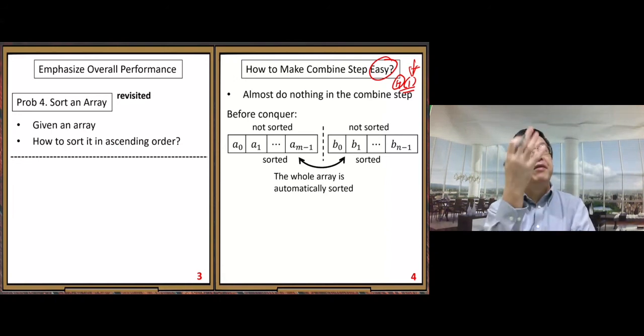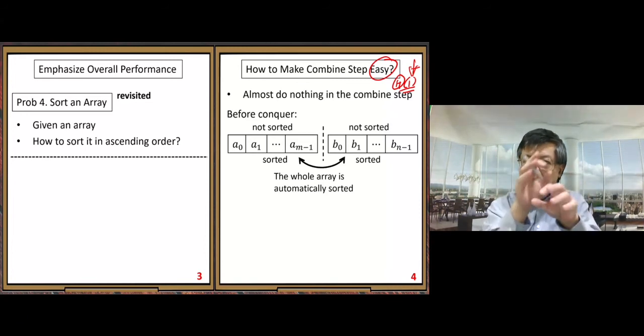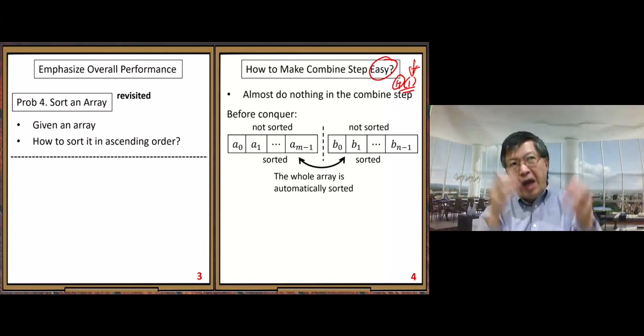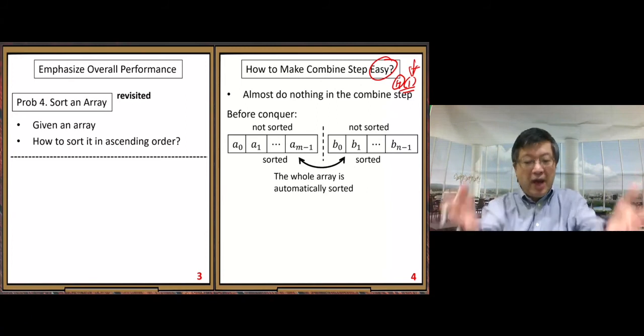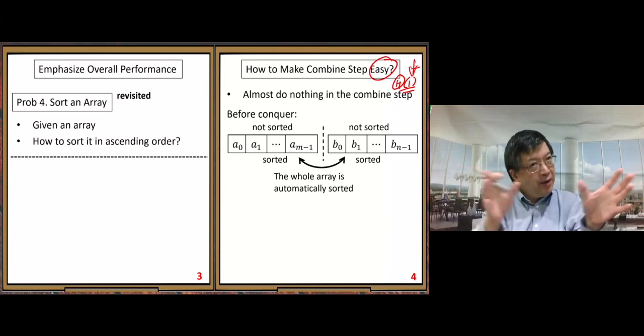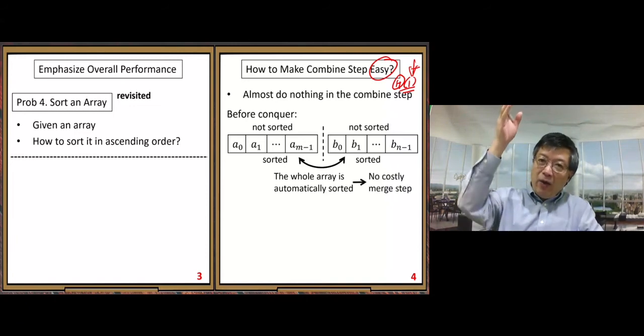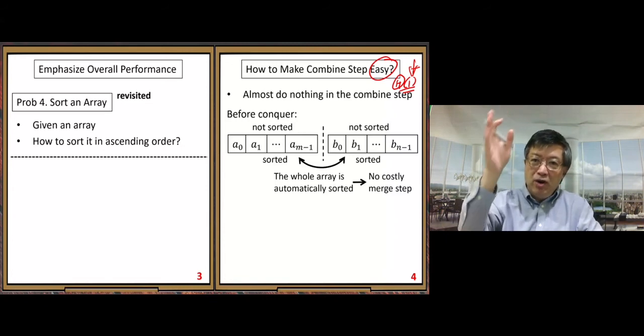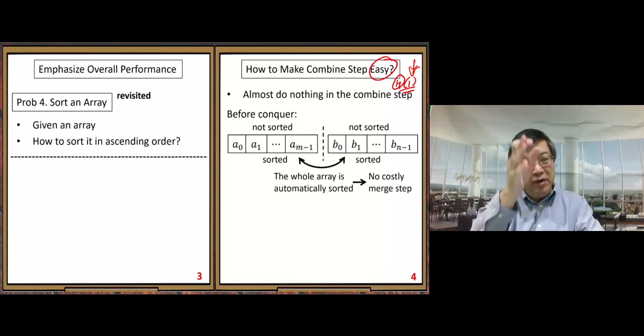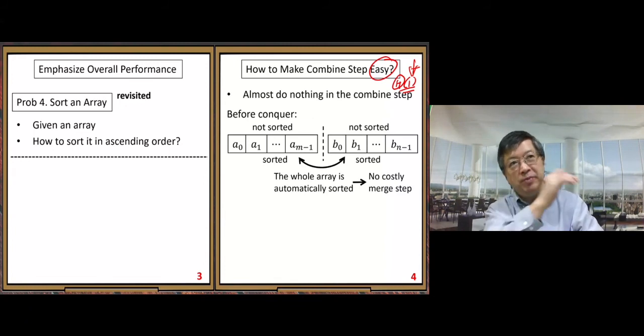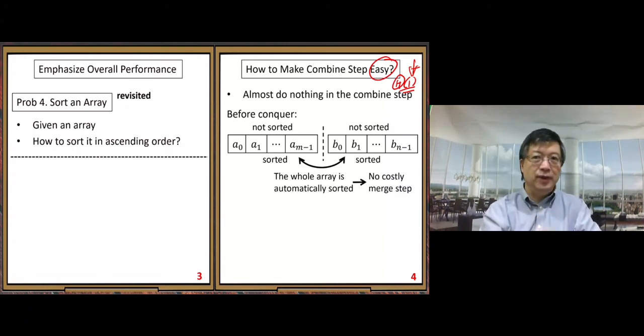The question is what kind of condition you want to enforce. That condition is very special, so we need to find it. If we have that, then we have this property: you put them together, and it is automatically sorted. Almost do nothing, right? In that way, this merge step is very cheap, the cost is very low.